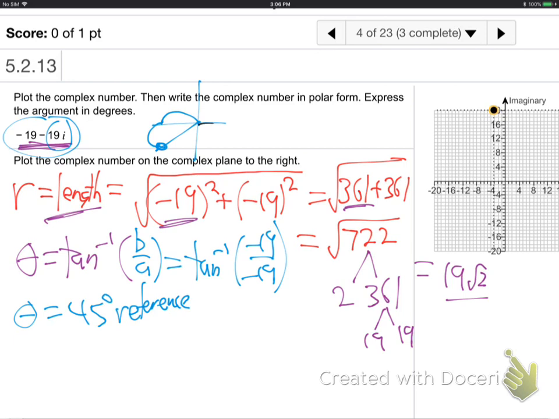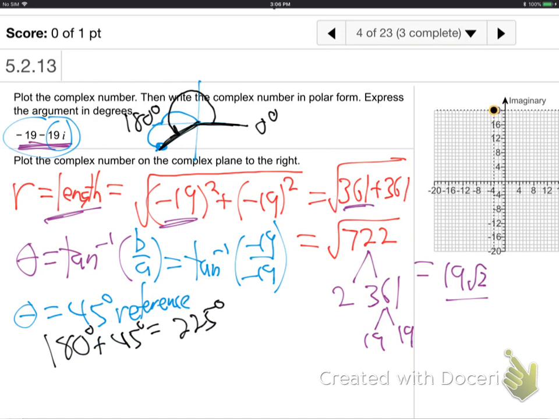Okay. Here is zero right there. So how far to get all the way to my angle? This is 180, and then it's past it. If you're in the third quadrant, you're past 180. So it's 180 plus 45, 225 degrees. That's the angle, 225. That's how we did it for vectors.